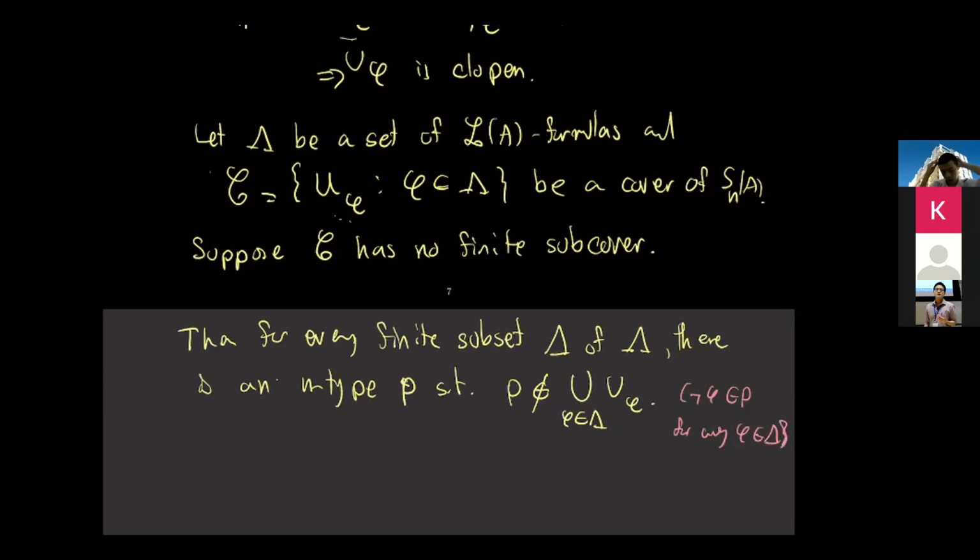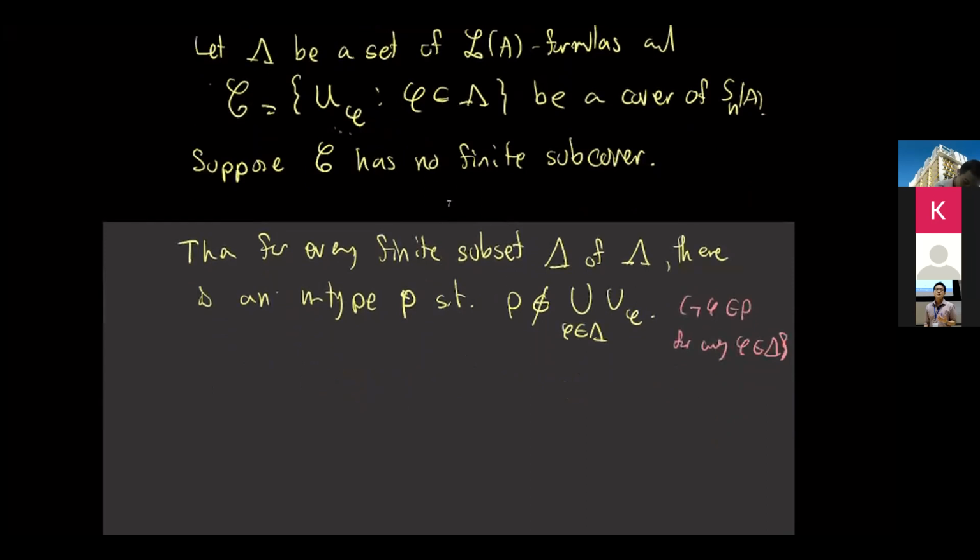Okay, so what can we do here? In that case, you can see that this hints that we can consider something like this. Let sigma be the set of not phi for every phi that is in lambda. Now you can show that from those properties, sigma is consistent.